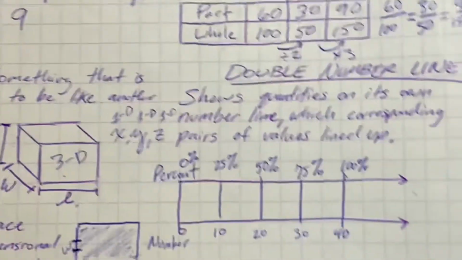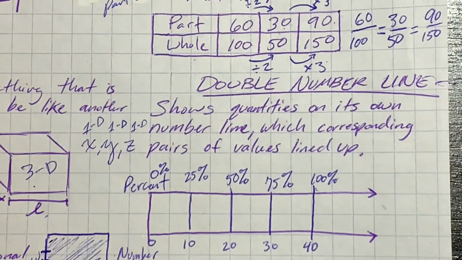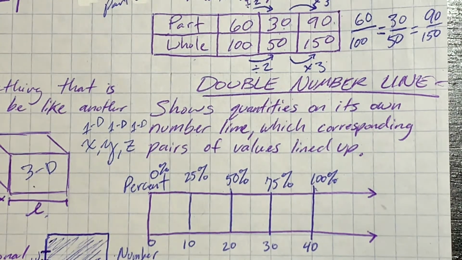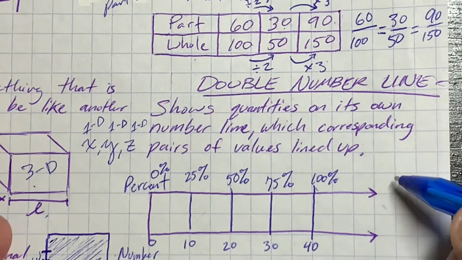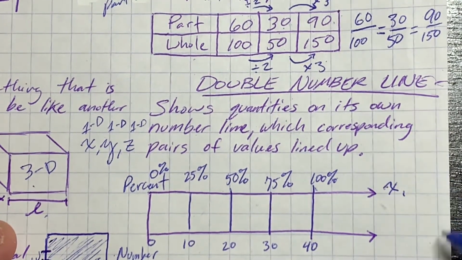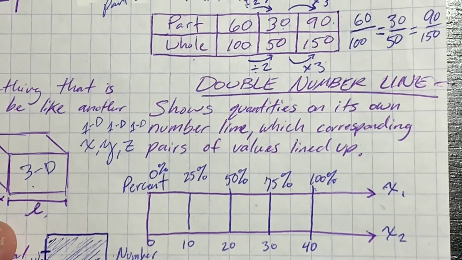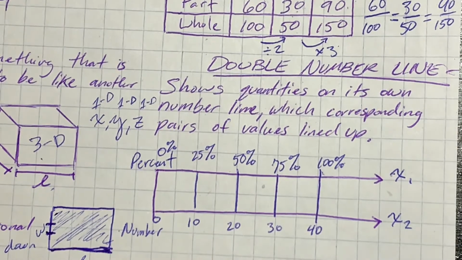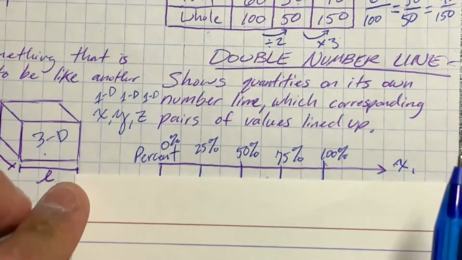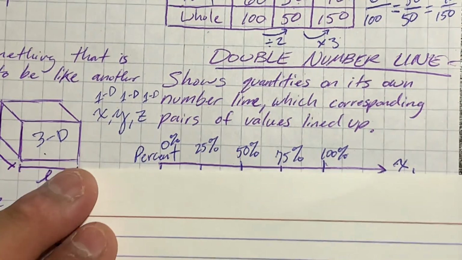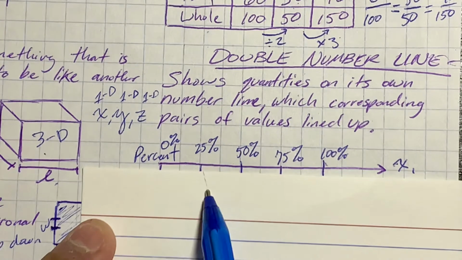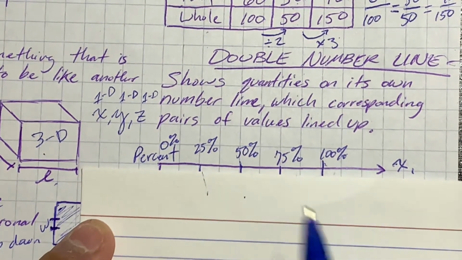Now lastly, we have the double number line, and a double number line shows quantities on its own number line, which corresponds to pairs of values that are lined up. So in other words, we have two x-axes. We have the first x-axis, and then we have the second x-axis. Again, this is your horizontal number line. Now, with that being said, the first number line is all about percents. For the first x-axis, it's all about percents. So we have 0%, 25%, 50%, 75%, and 100%.